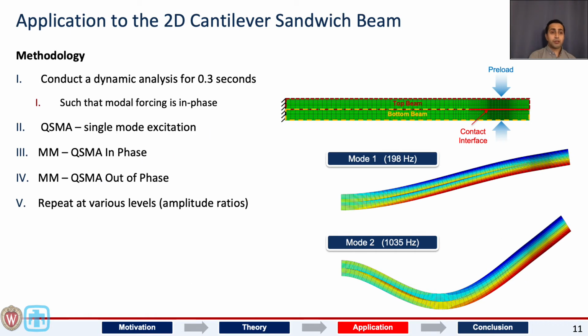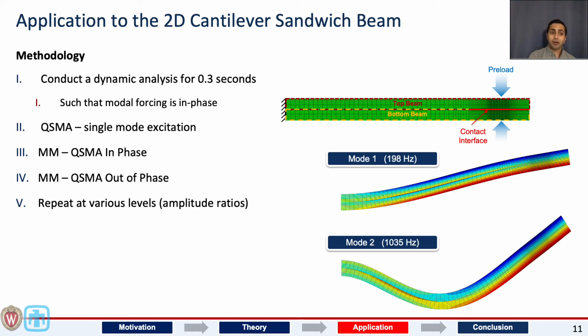To effectively show this multi-mode QSMA approach, this will be done on the 2D cantilever beam structure, where it is cantilevered on one end and has two beams sandwiched together. We will first run a dynamic analysis for 0.3 seconds, and this is done such that the modal forcing of these multiple modes is in phase initially.